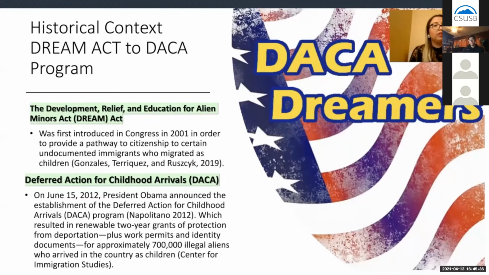And then, okay, so now this would be the current historical context. Basically DACA was birthed by the Dreamers Act, which is the Development, Relief, and Education for Alien Minors Act. It was first introduced in Congress in 2001 in order to provide a pathway to citizenship to certain undocumented immigrants who migrated as children. Like I said, this is what birthed DACA, except the Dreamers Act was denied, but it was rewritten and then revived by the Obama administration, which would be DACA.